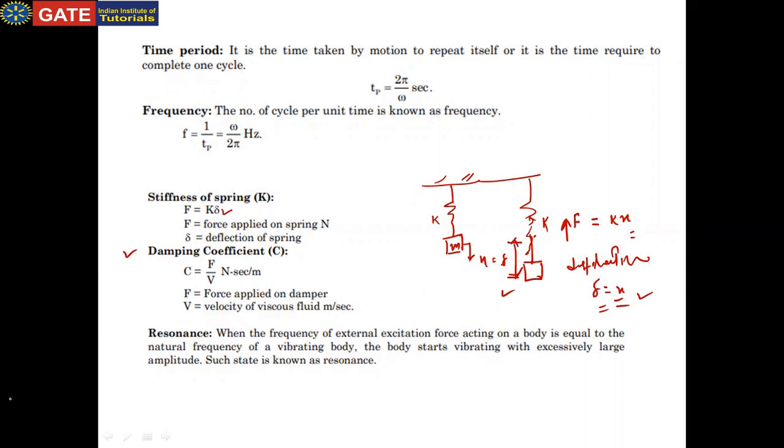Similarly, damping coefficient. Like F is equal to K into delta for the spring, so for the damper, F is equal to C into V. C is the damping coefficient, and V is the velocity of the fluid. What is the F? F is the damping force, or force applied on the damper.